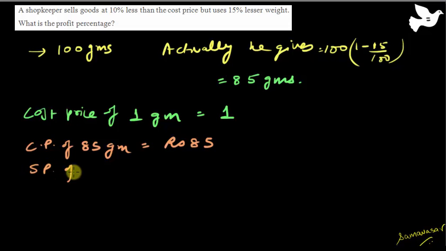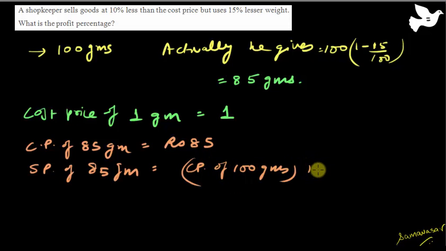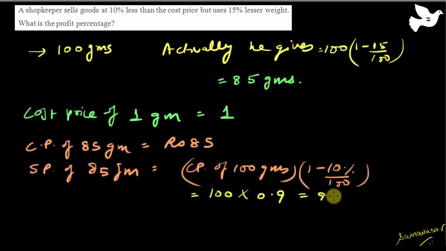Now the selling price of 85 grams is what? He says he sells the goods at 10% less than the cost price. But this is the cost price for 100 grams because he's cheating. So 10% less than the cost price of 100 grams. So this is the cost price of 100 grams into 1 minus 10 by 100. If I solve this, I get 100 into 1 into 0.9, which is equal to 90.